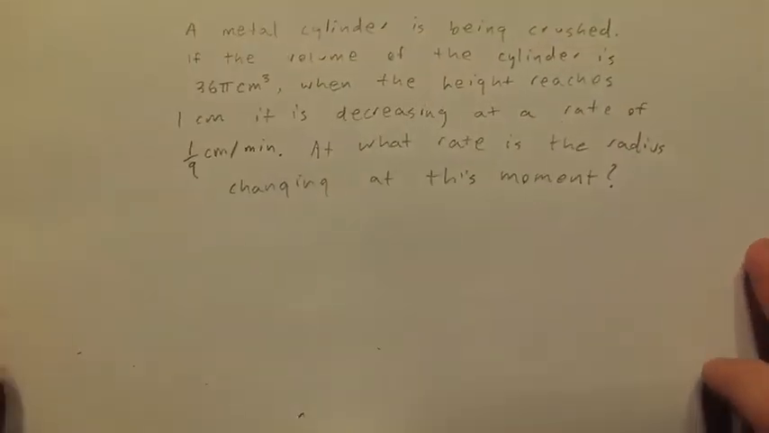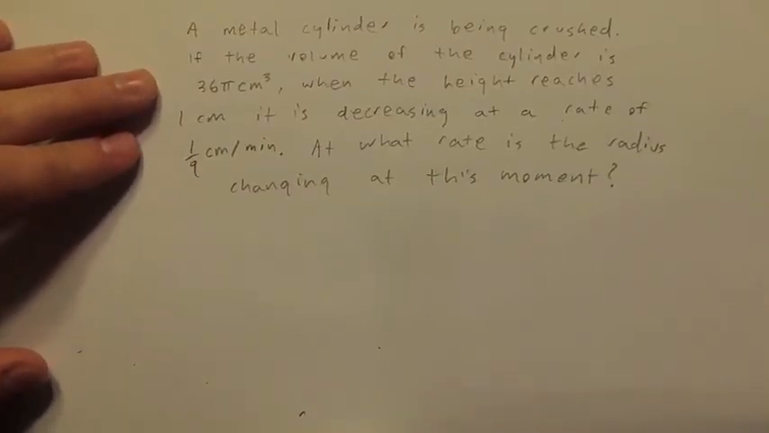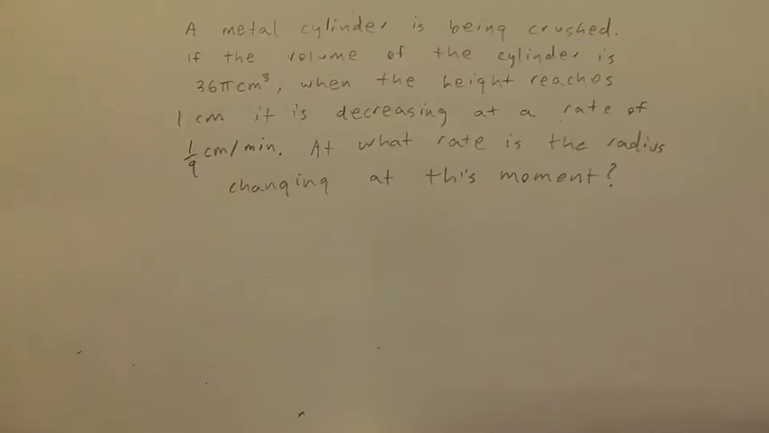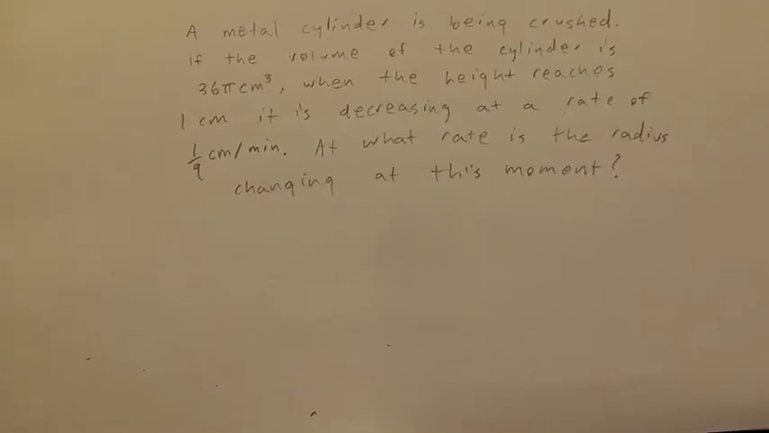Okay, here's another 3D example, and one I quite like. Let's say I have a metal cylinder or a can or something that's being crushed over time. Let's say the volume of the cylinder is 36 pi centimeters cubed. Now, what we're asked is when the height reaches 1 centimeter, it is decreasing at a rate of 1/9 centimeters per minute. That wording is a little ambiguous, but basically we're just talking about the height there. So the rate of the height at that moment is 1/9 centimeters per minute, and the height has reached 1 centimeter. Now we're asked what rate the radius is changing at this moment.